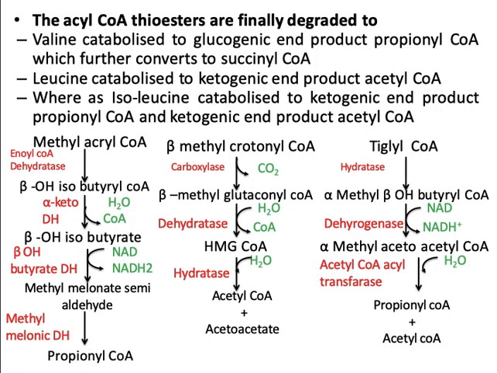So finally, valine converts to the glucogenic end product propionyl-CoA. Leucine, it is a purely ketogenic amino acid, converts to the ketogenic end product acetyl-CoA. Whereas isoleucine is both a glucogenic and ketogenic amino acid. The glucogenic end product is propionyl-CoA and the ketogenic end product is acetyl-CoA.